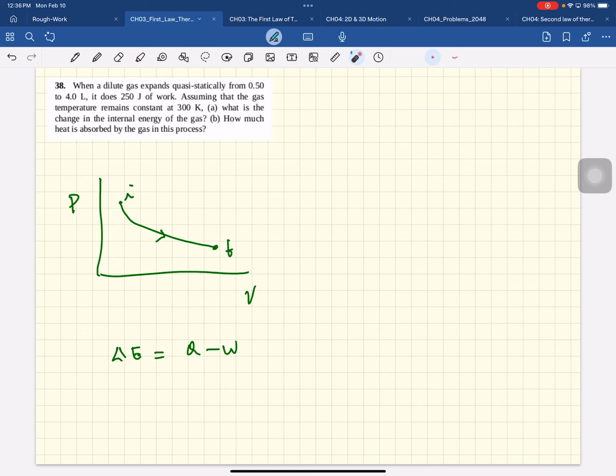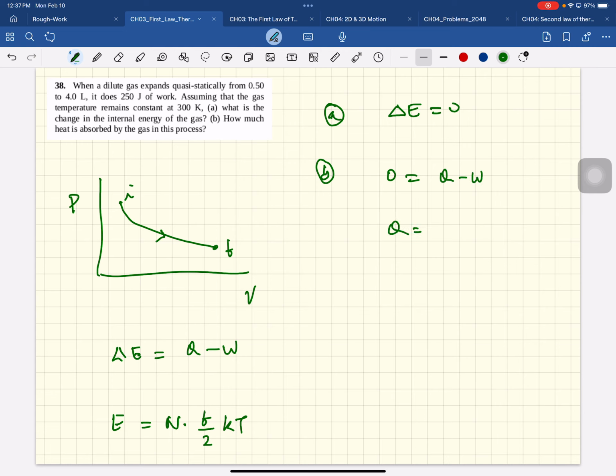You guys remember for an ideal gas, the internal energy is given by the number of gas molecules times that expression. So in an isothermal process, since the temperature remains constant, E is constant, and so delta E is zero. So part A, it's that. How much heat is absorbed by the gas? Since delta E is zero, 0 equals Q minus W, so Q is equal to W.